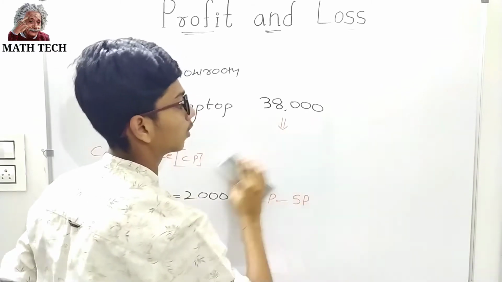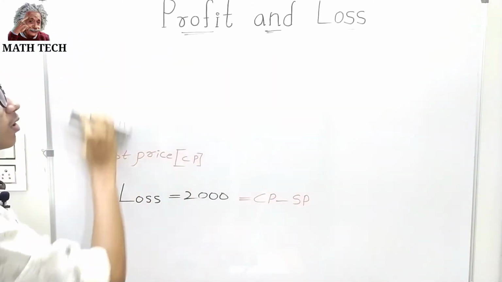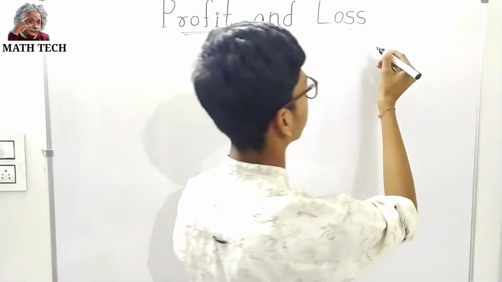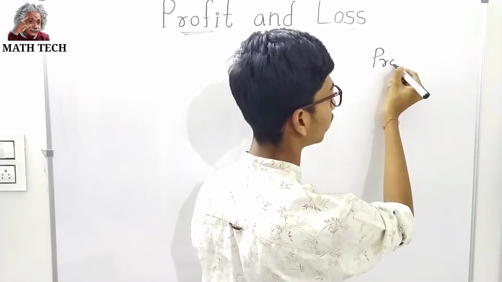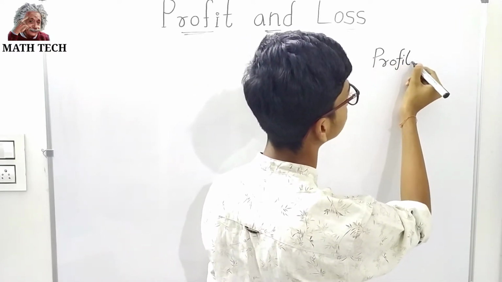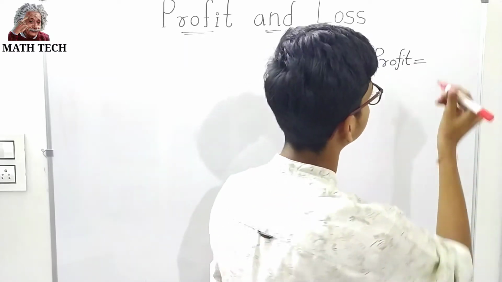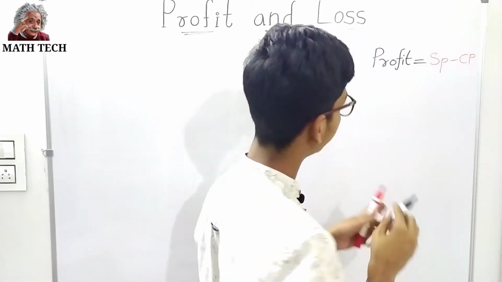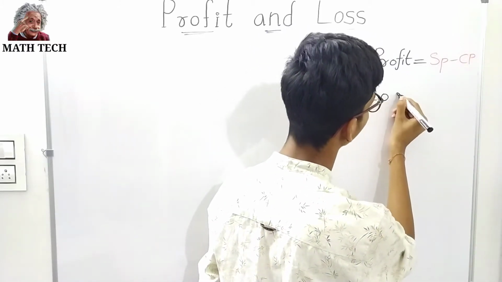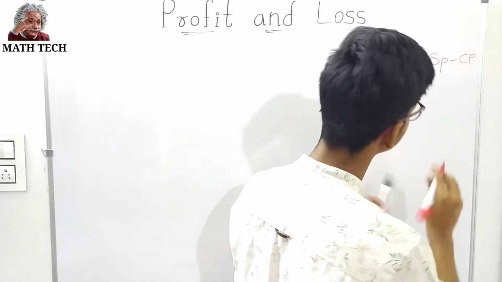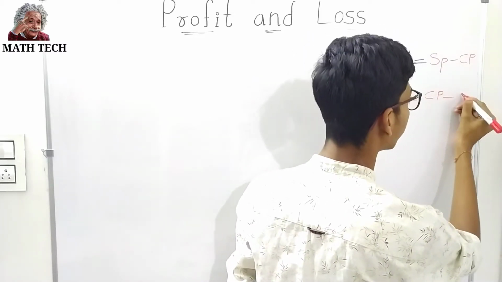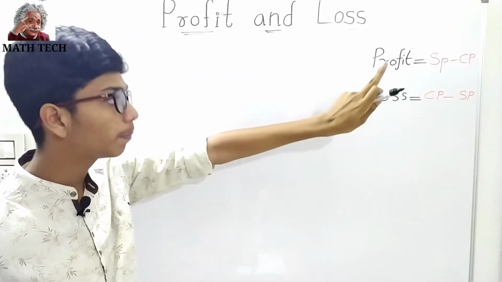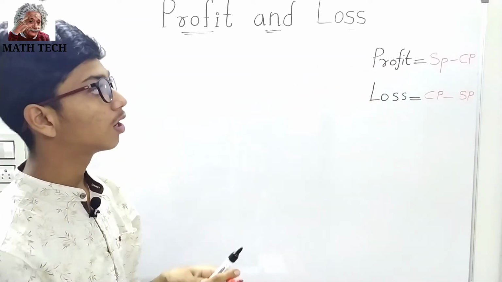So let's write all the formulas on the right side at once. Profit is equal to SP minus CP, and loss is equal to CP minus SP. Profit is equal to SP minus CP, loss is equal to CP minus SP. I think you are clear of it.